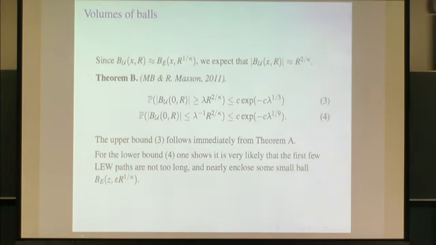We wanted to look at random walks on these objects, and so we also wanted to know about volumes of balls. Since the intrinsic ball is about the Euclidean ball of radius r to the 1 over kappa, we would expect the volume of the intrinsic ball to be about r to the 2 over kappa. We were able to prove stretched exponential type bounds on the error probabilities here. The upper bound follows immediately from theorem A, but for the second bound, if we just used theorem A, we'd only get a polynomial type bound, so we had to work a bit more.